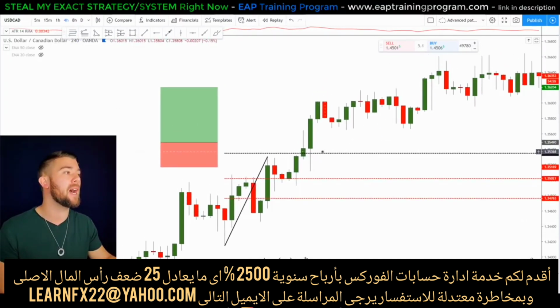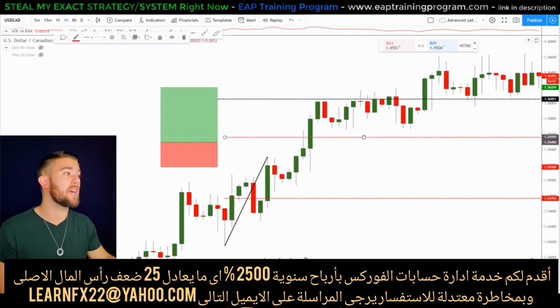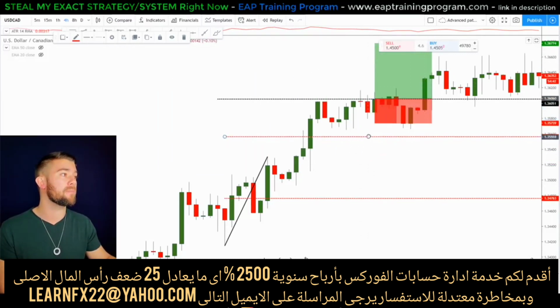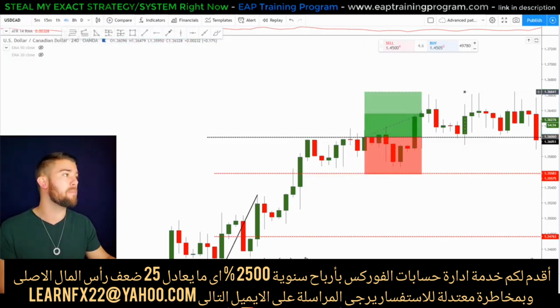We would have our entry above that small pullback. We'd have a stop loss, if you do the first way, below our swing low here. And we would have targets at a 1.2 to 1 risk reward. Let's do that. Stop loss here. Targets at a 1.2. And we clip our targets, but barely.